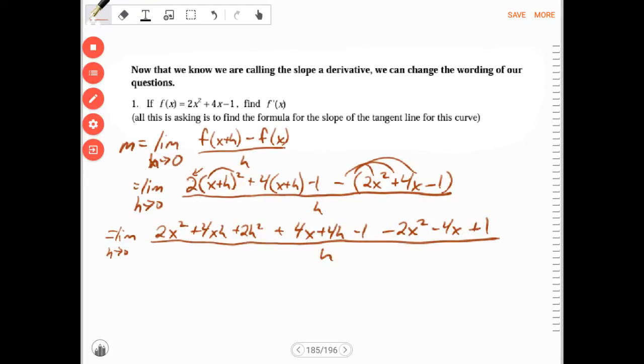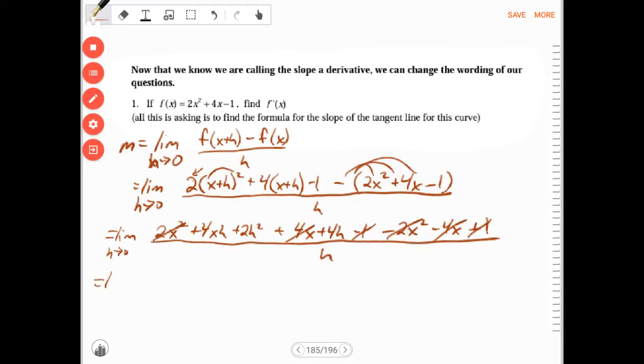Now remember, we're trying to cancel off the 0 over 0 part, so really everything on the top without an h should cancel. And that's kind of a little check and balance to make sure we're doing it right. So if you have a look at this, the 2x squared minus 2x squared cancels. The plus 4x and the minus 4x cancel, and the minus 1 and the plus 1 cancel.